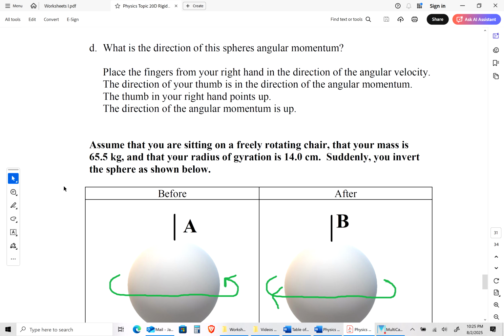Part D, what is the direction of this sphere's angular momentum? So we need to place the fingers from our right hand in the direction of the angular velocity. The direction of your thumb is in the direction of the angular momentum. The thumb in your right hand points up, so the direction of the angular momentum is up.